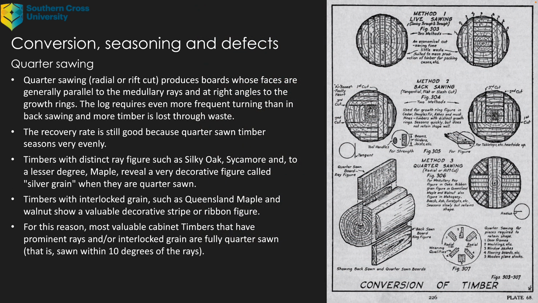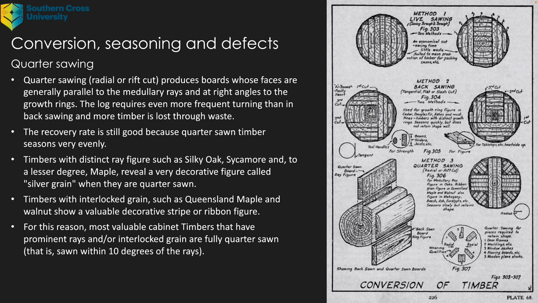Quarter sawing, so that's the bottom one in the image here. This is also known as radial cut or rift cut. It produces boards whose faces are generally parallel to the medullary rays and at right angles to the growth rings. The log requires even more frequent turning than in back sawing, and more timber is lost through waste. So it is a specialist conversion method because more timber is lost and it's more time consuming. However, the recovery rate of the timber is still good because quarter sawn timber seasons very evenly. So you tend not to get the seasoning defects that you can get with other methods of conversion. And again, we're going to talk about what those defects are soon.